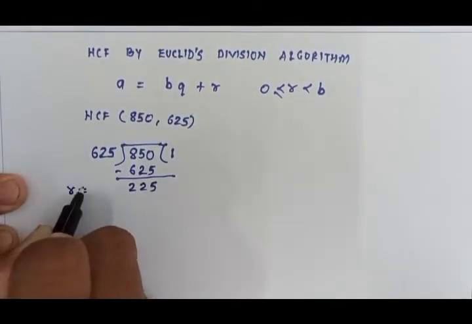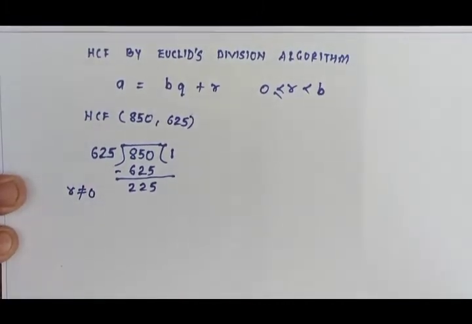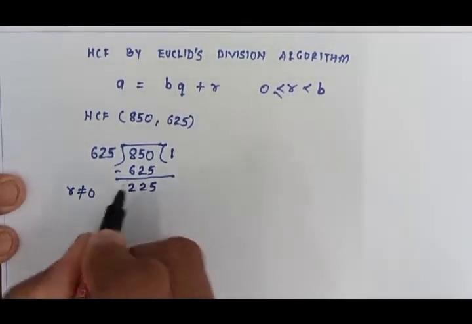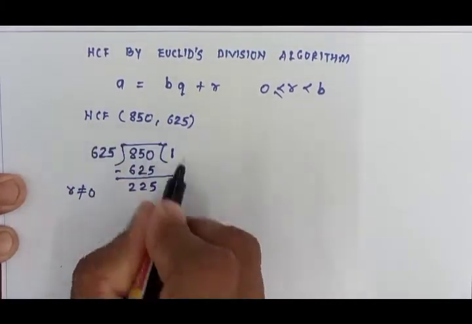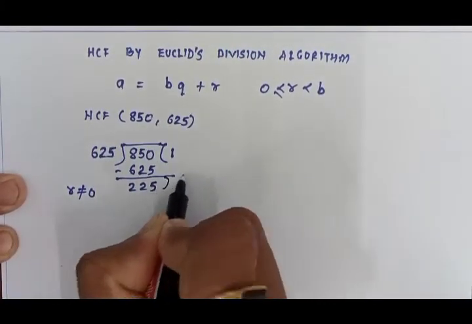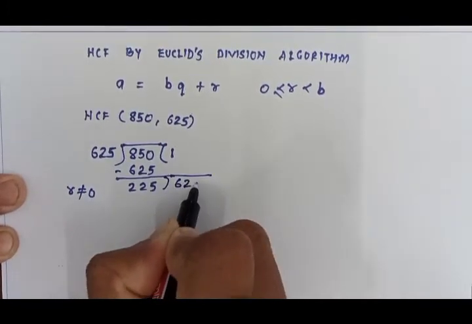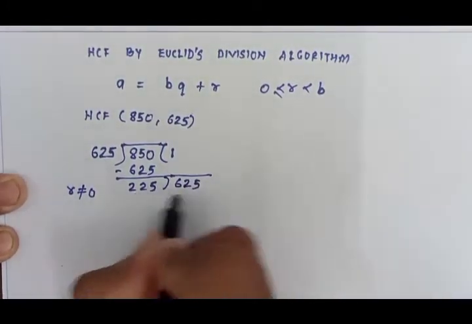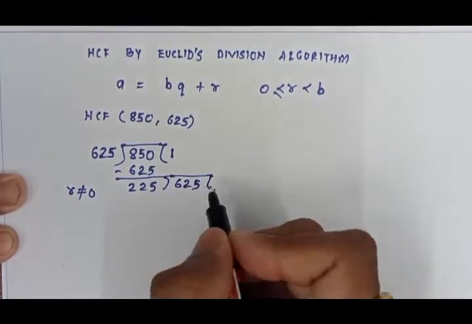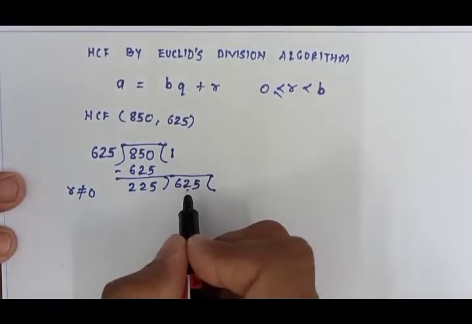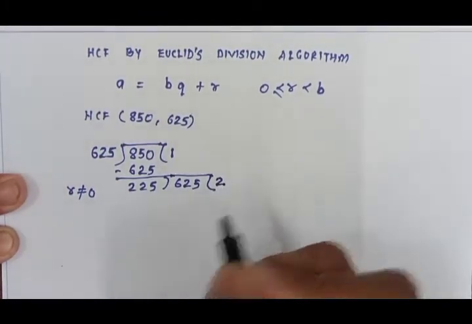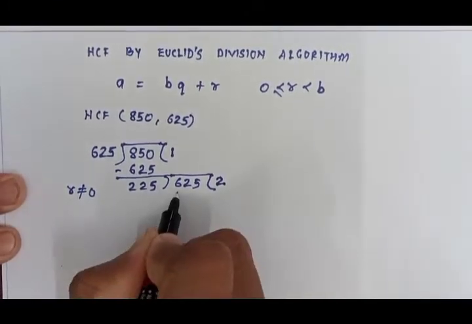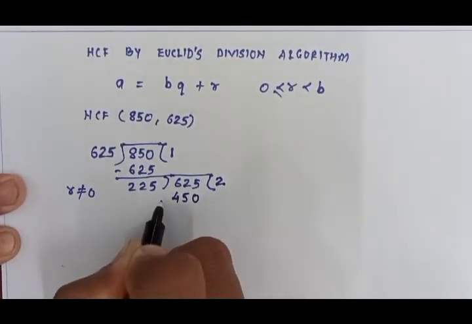As r is not 0, in this case we will continue the lemma. That's why we call it an algorithm. We will continue the lemma by making this remainder the new divisor and the old divisor the dividend. So this 625 will come down here as the dividend, and this 225 will become the divisor. Now 225 ones are 225 and 225 twos are 450. So it is possible, so we will go by 2. So what we get here? 450. Is it very clear?